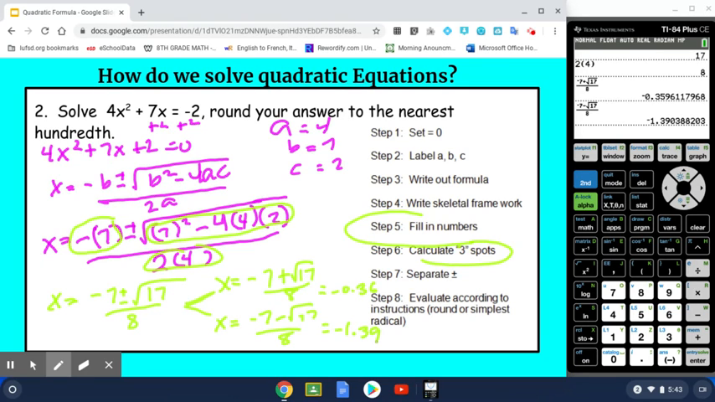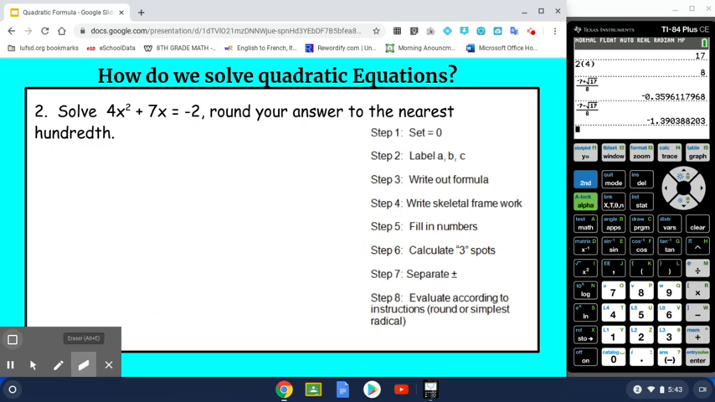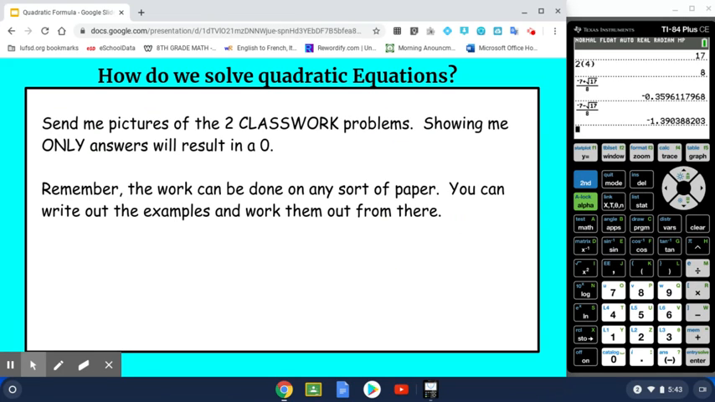So hopefully this worked, and what we're going to do is pause the video, make sure you get this down, and make sure that you send me pictures of the 2 classwork problems. See if you're getting it right. If not, I'll help you through it, okay? But showing me only answers will result in a 0. A lot of you are using what we call photo math, and that's not really learning. That's just copying answers, okay? So I want to see it on a piece of paper, whatever you want, and send it to me.